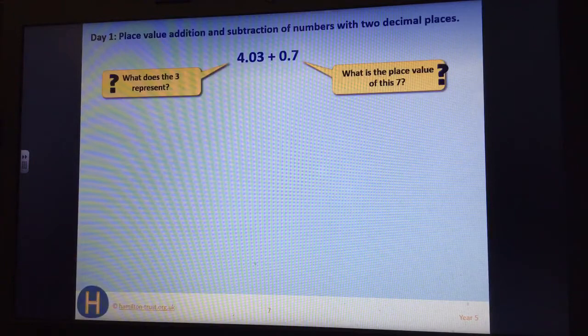And we've got as well the 3 in the 4.03. What does that 3 represent? It represents 3/100ths. It's in the hundredths column. So let's remember that. We have the ones, then we have the decimal, we have the tenths, and then we have the hundredths when we're looking at decimal numbers.